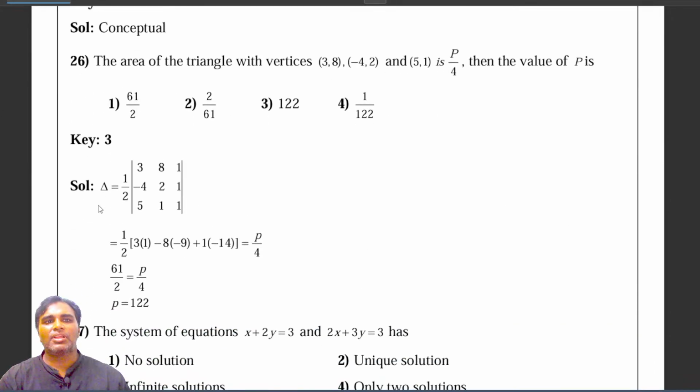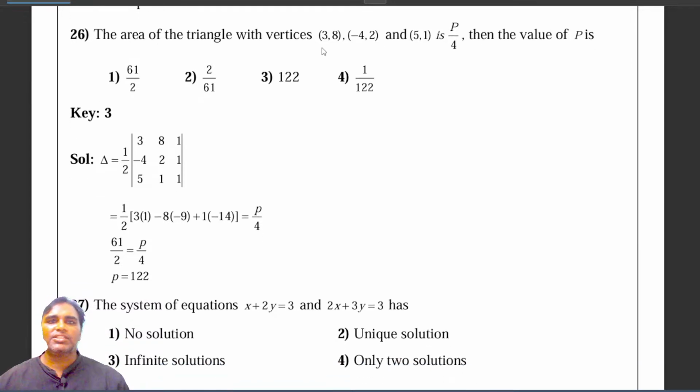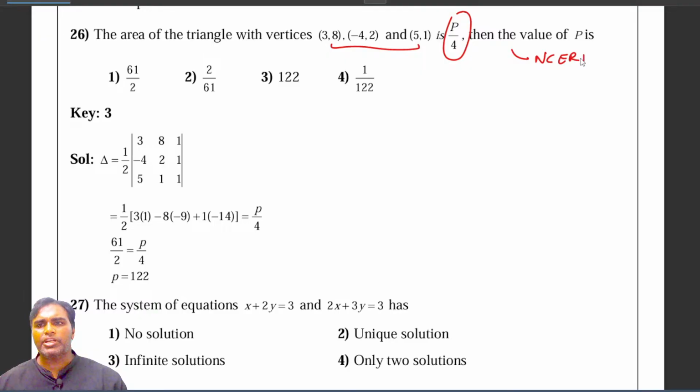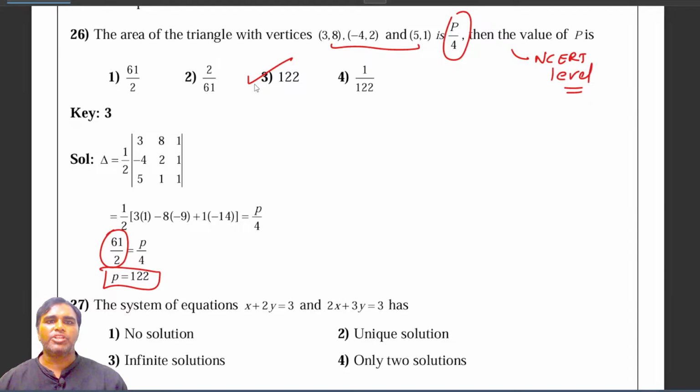26. Let's come to the 26. We have 3 vertices and the triangle area is P by 4. We have to find P. Very straightforward NCERT level problem. Using determinant we have to find it. If we calculate, the area will come as 61 by 2 equals P by 4, and P value you can calculate from here is 122. So option 3 will be the answer. 26. Clear? Not so tough, NCERT level only.